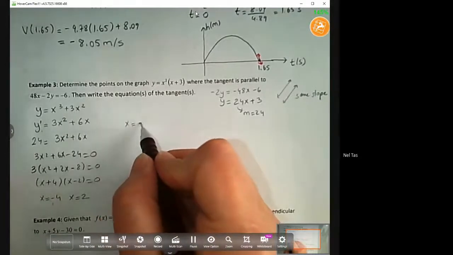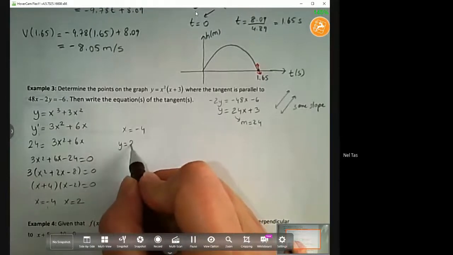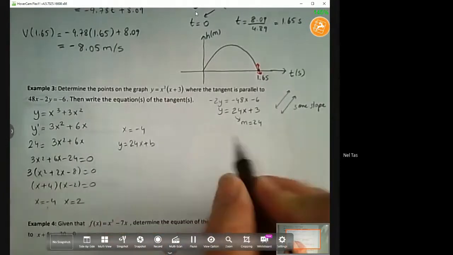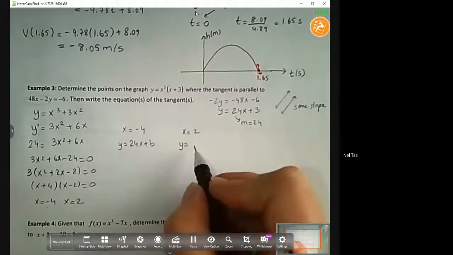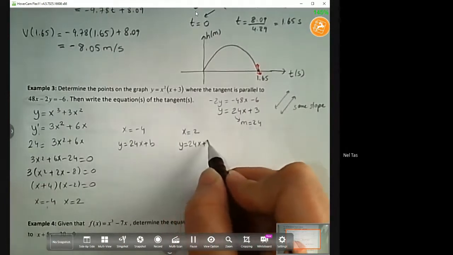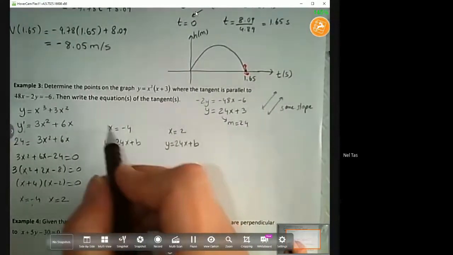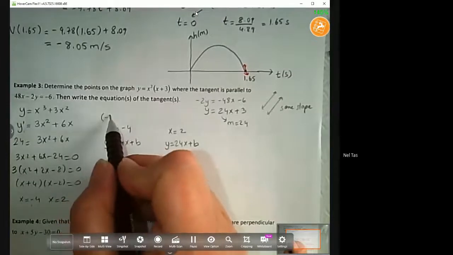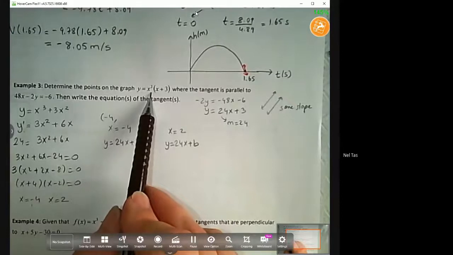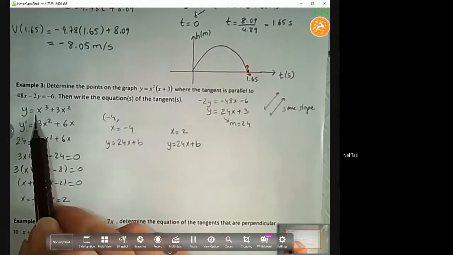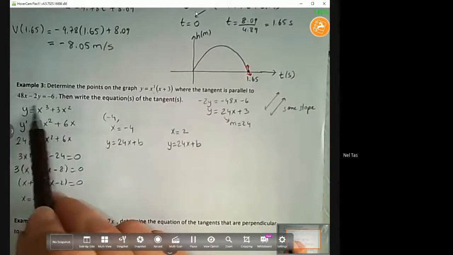When x is negative 4, we are going to have y equals 24x plus b. And when x is 2, another tangent, y equals 24x plus b. Okay, so we need the y coordinates of those points. For negative 4, sub in the original function, right? You can use this x squared times x plus 3, or you can use the expanded function, and that will give you the y coordinate of that point.